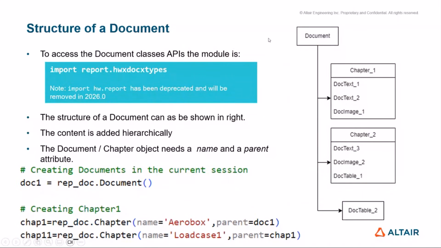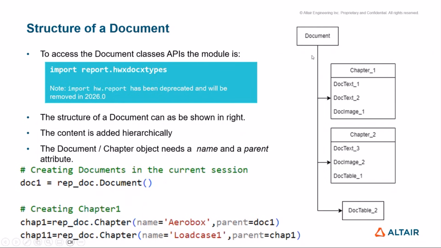Now you see here the structure of a Word document. First of all, to access the document class APIs, you need to import via the report.hwx types, as in PowerPoint, for example. And please notice that the classic way of importing the module hw.report has been deprecated and will be removed completely in 26.0.